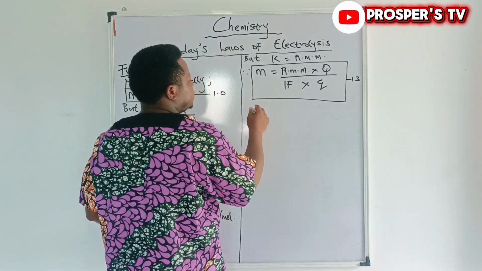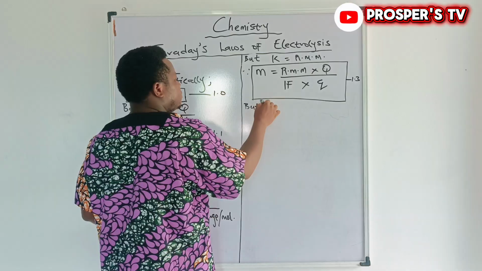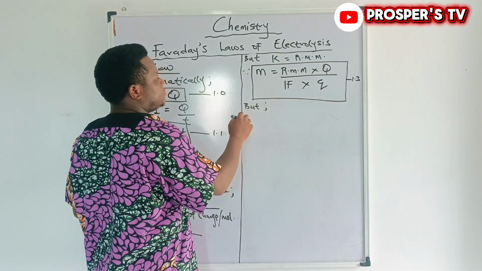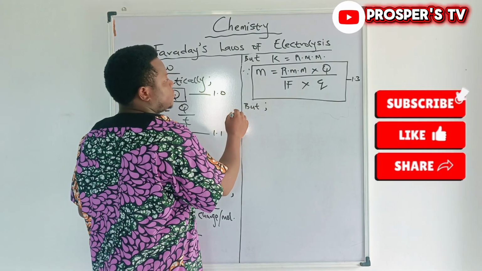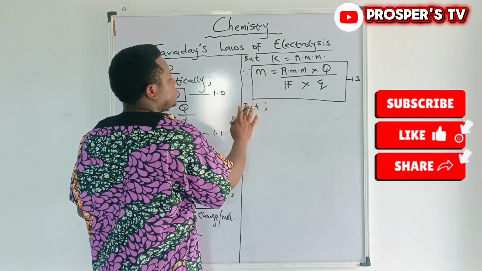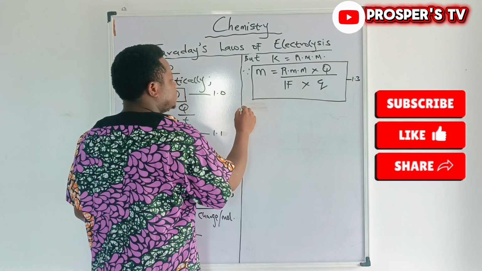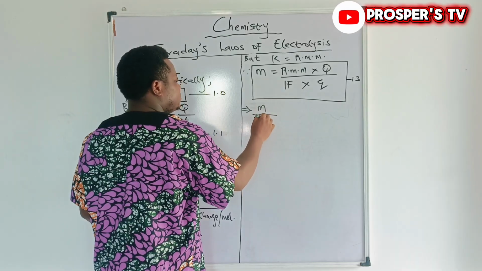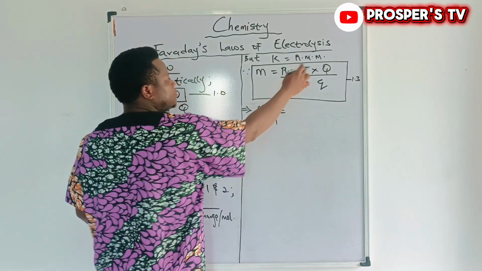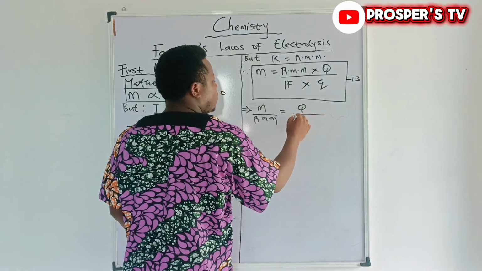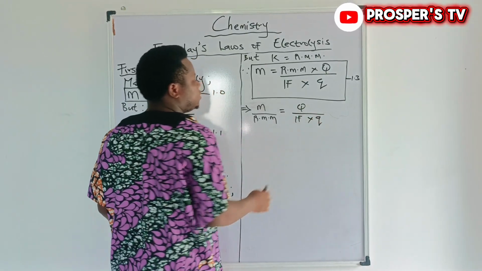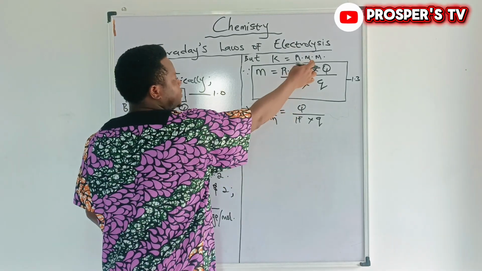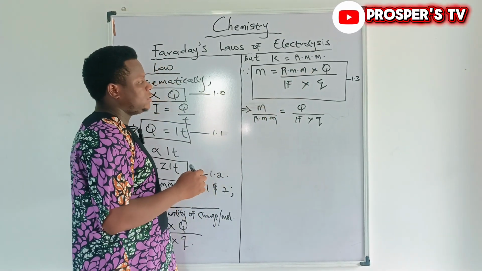But for those that have watched my video on mass volume relationship, I have established that what? Mass over, okay. Before this, let me do this. This equation can be rearranged to be mass over relative molecular mass, right? Equal to Q over 1 farad times the charge of your element. If you should cross multiply, it's the same thing. So nothing was changed essentially.